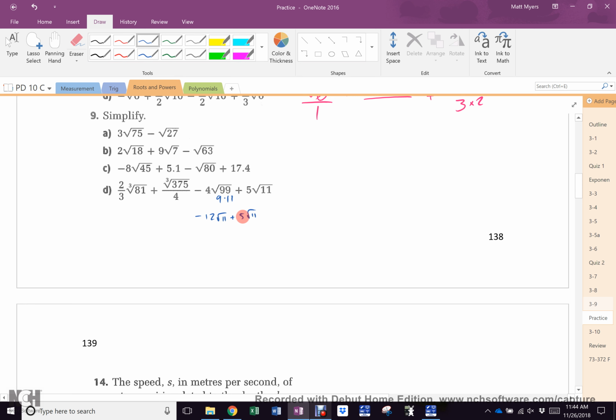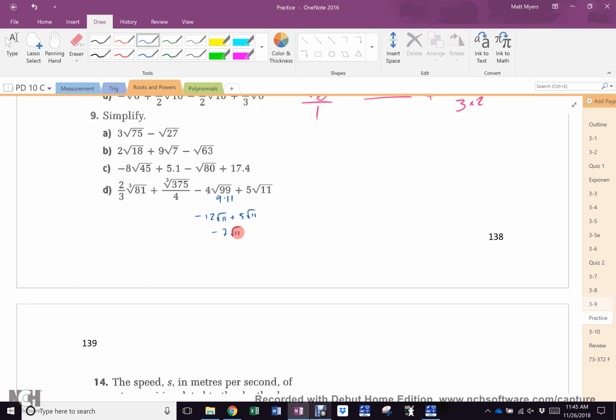Can I do something there? Yes, what? Combine them to get what? Right, negative 7 root 11. Cool, nice job. Now look for something else you know what to do with. Anybody can step in here.